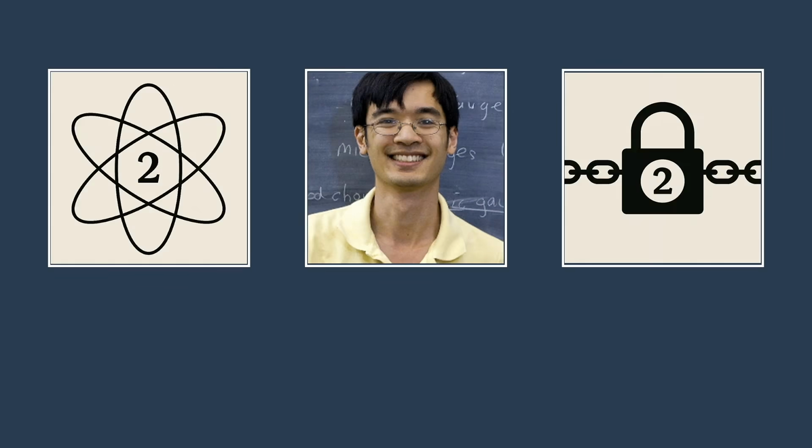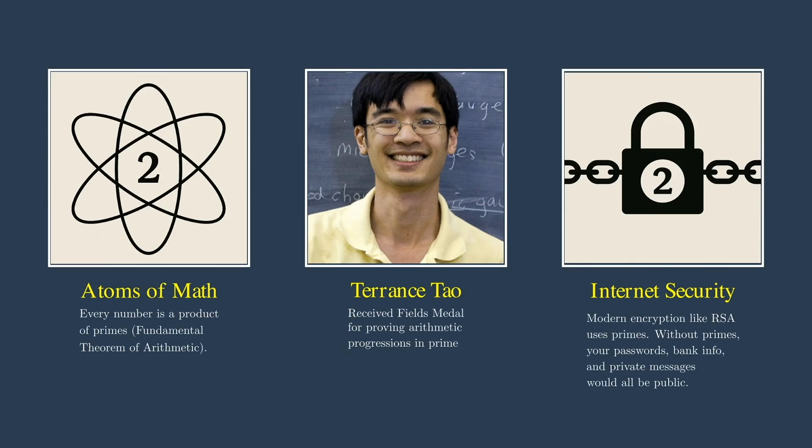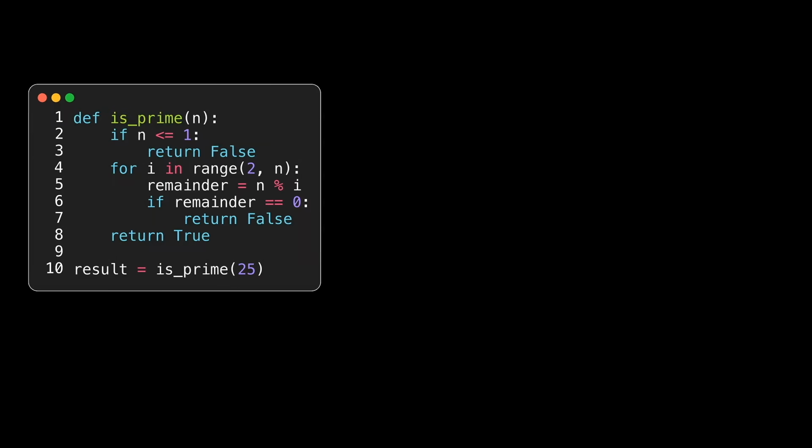One thing I can tell is that prime numbers hold a special place in the heart of mathematicians and computer scientists. Prime numbers are the backbone for internet security. Without primes, your password, bank info, and messages would all just be public. And us programmers can easily write a function to check if a number is prime or not.